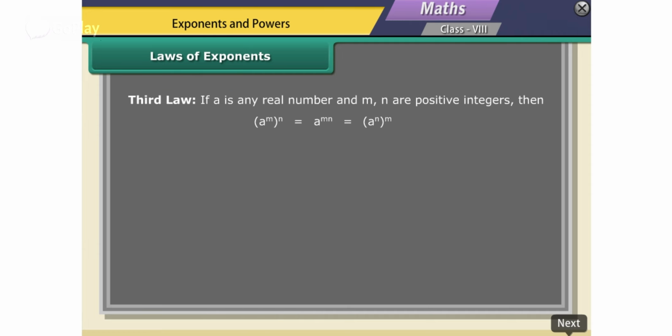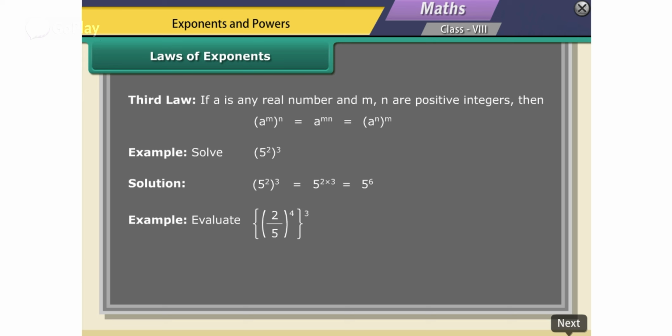Third law: if a is any real number and m, n are positive integers, then (a^m)^n is equal to a^(mn), which equals (a^n)^m. Example: solve (5^2)^3. Solution: (5^2)^3 is equal to 5^(2×3), which is equal to 5^6.